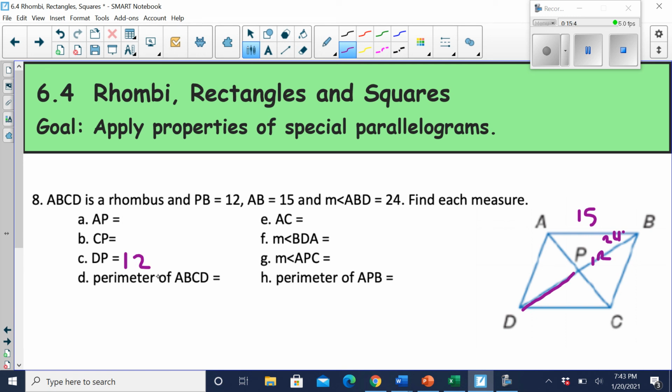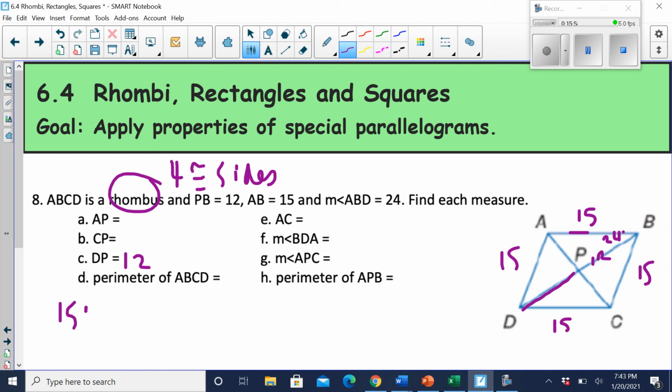And then they're asking us for the perimeter of ABCD. Well, perimeter, if it's a rhombus, has 4 congruent sides. So what that means is if this is 15 up here, it's also 15 over here, and 15 here, and 15 here. So perimeter is the distance all around. I can say 15 plus 15 plus 15 plus 15, or I could just say 15 times 4. Our perimeter is going to be 60. Okay, let's see here. AC, we'll come back to that one.